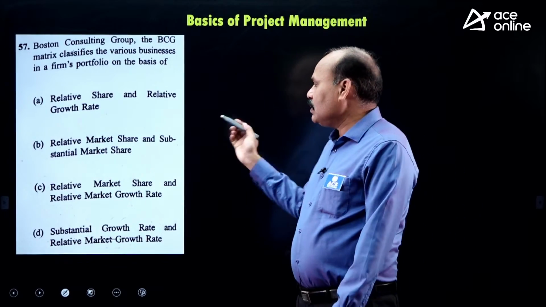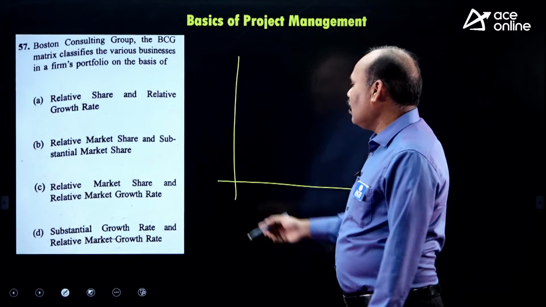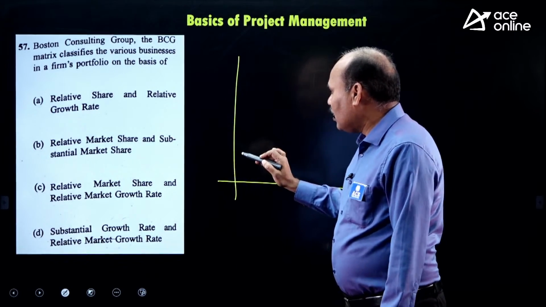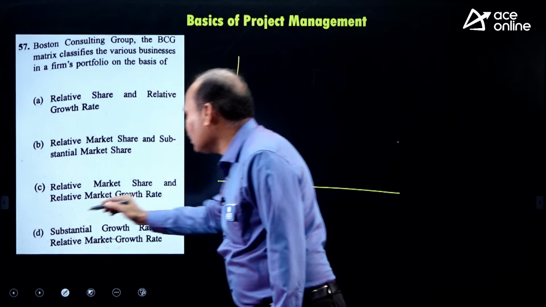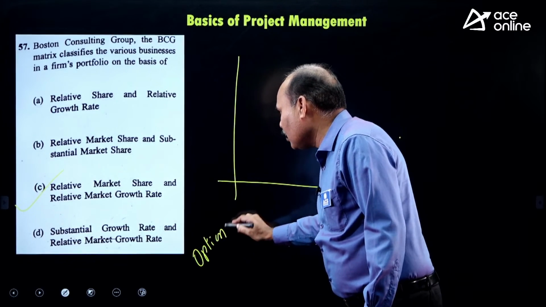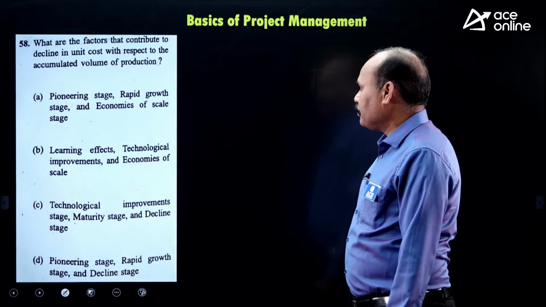In BCG, what are generally the x-axis and y-axis? In BCG, on the x-axis and y-axis, relative market share and relative market growth rate. Answer is option C. Straightforward, option C is the answer for this: relative market share and relative market growth rate.